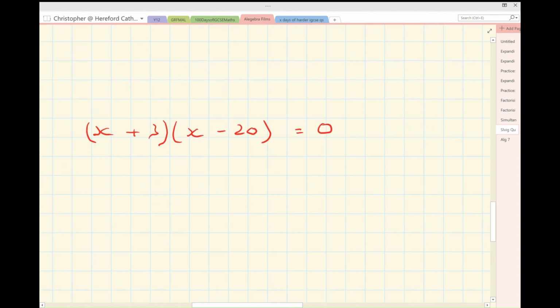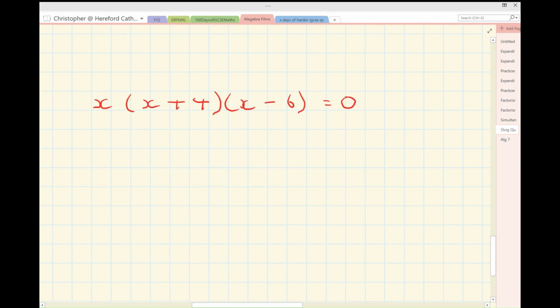Number 5. Can you write down the two answers for this equation? My first number is x plus 3. What value of x makes that equal to 0? Answer, when x is minus 3. And my second number is x minus 20. What value of x makes that equal to 0? Answer, when x is 20.